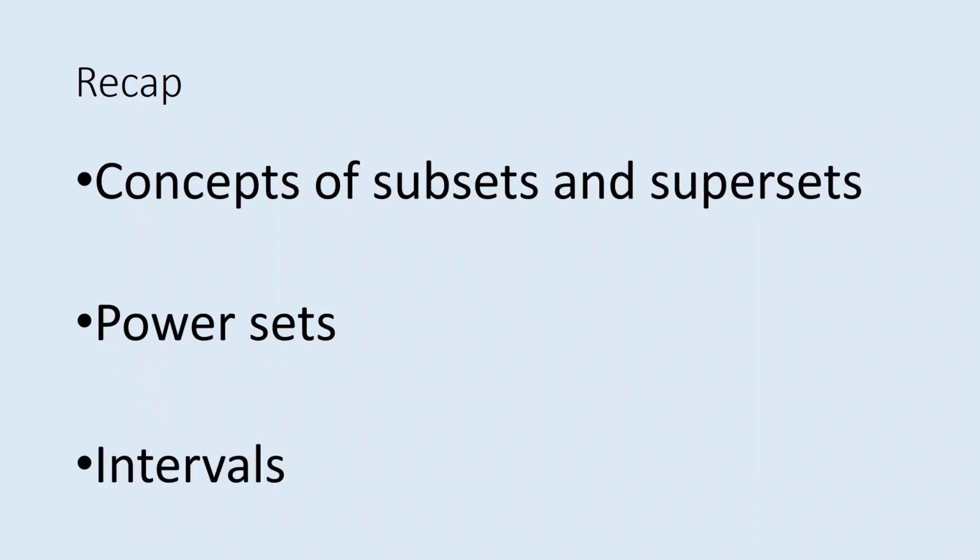Now let's quickly recap whatever we have discussed till now. We discussed the concepts of subsets and supersets. We discussed what power sets are. The power set of a given set is the set of all of its subsets, and intervals are the subsets of real numbers. There are three kinds of intervals: open intervals, closed intervals, and Clopen intervals, also called semi-open or semi-closed intervals.